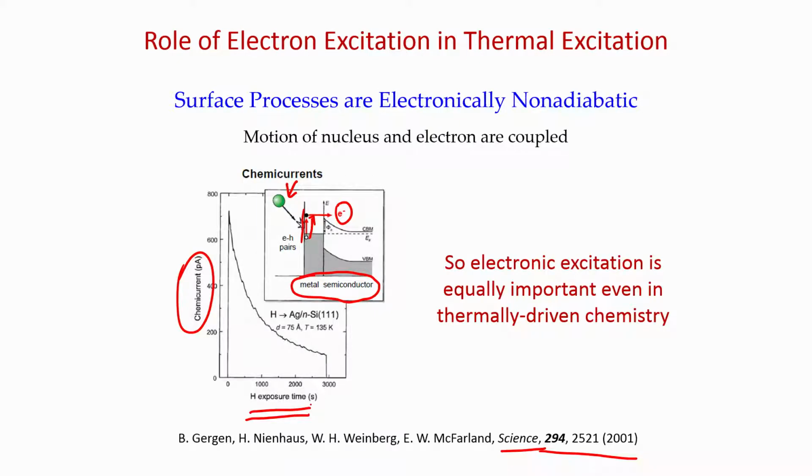This is an important observation. What does it mean by this observation? I have a hydrogen atom which is hitting at a slow motion. I am just trying to find out, okay, one hydrogen atom slowly hitting the surface. When it has hit the surface, then what is going on? There is an electronic excitation going on in the metal surface.